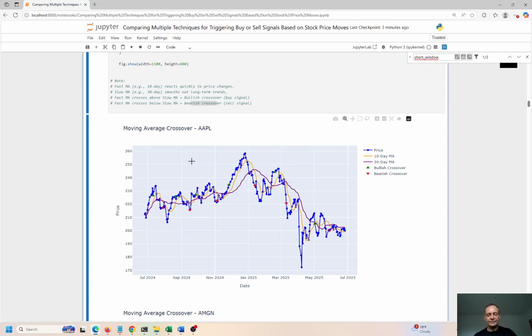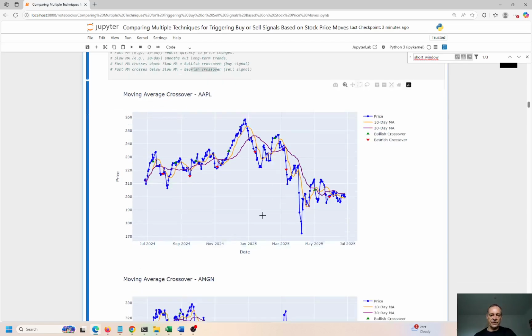So let me zoom out. And then, of course, we have the 10-day moving average and the 30. The 30 is a little bit smoother, because it's taking the average of 30 days. The 10-day moving average is a little bit more choppy, but not as choppy as the stock price, because the stock price is every single day, every change over time.